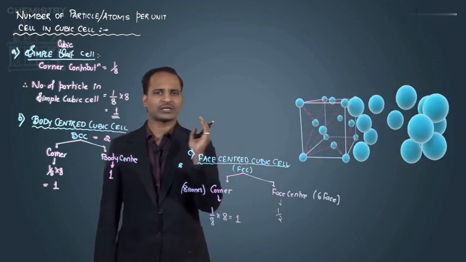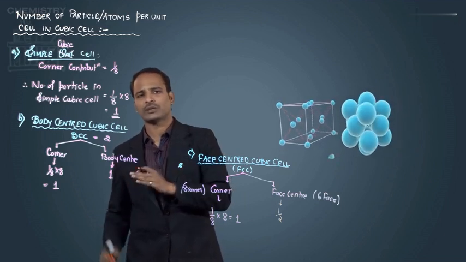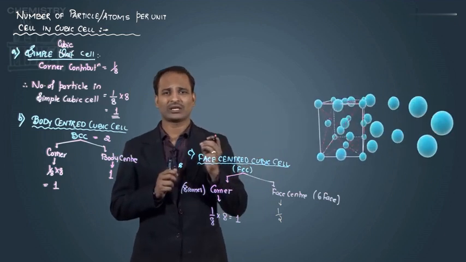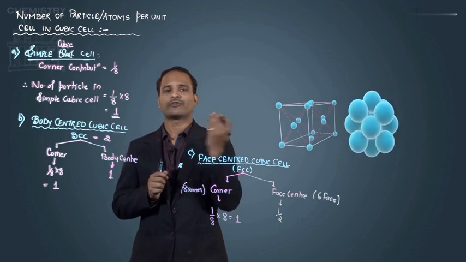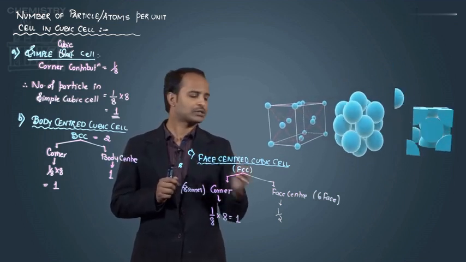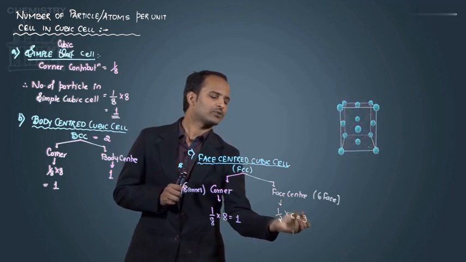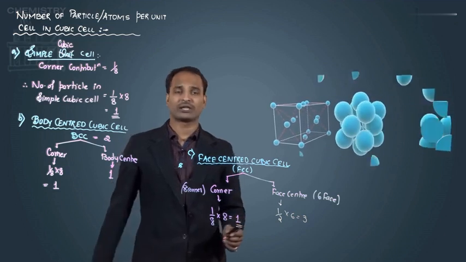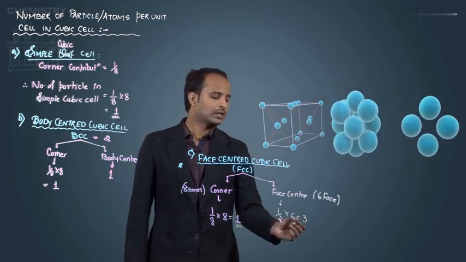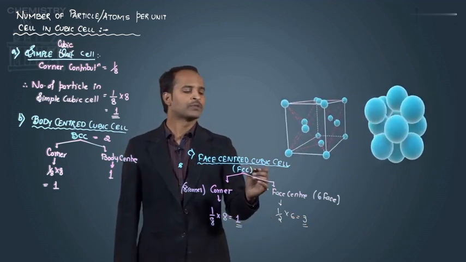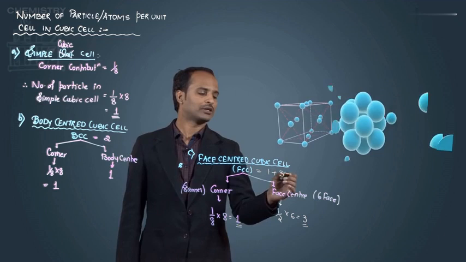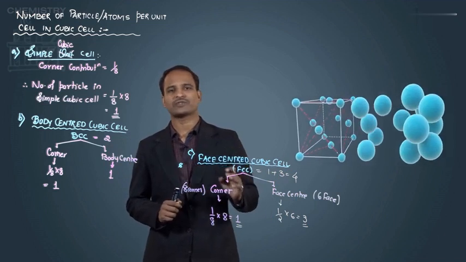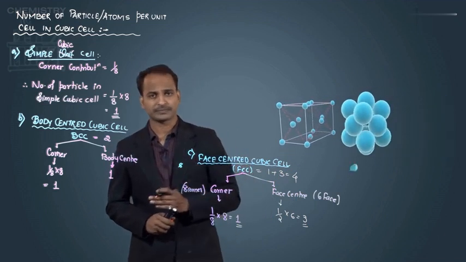For every particle present on a face, only half of the particle is present in the particular unit cell, and the other half is present in another unit cell. So every unit cell has 6 faces, and from every face we will get half a particle. So half from 6 faces, we will have a total of 3 particles. So in a face centered cubic cell we are getting 1 particle from the corners, and 3 particles from the face centers. The total is 1 plus 3, that is 4 particles. So here we have a total of 4 particles in case of FCC, the face centered cubic cell.